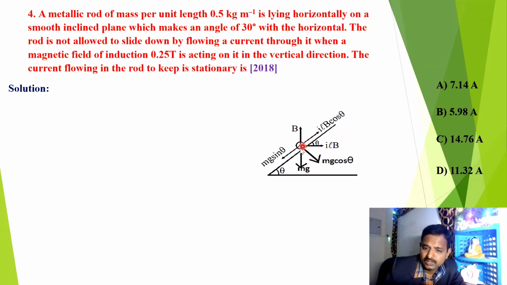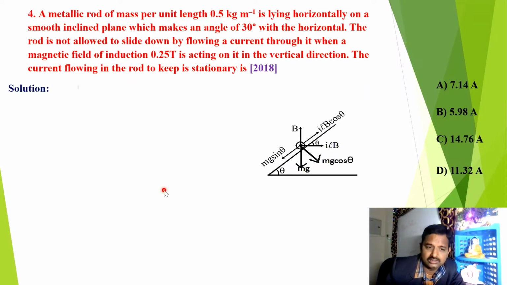Whenever current is flowing, with the magnetic field acting vertically upward, there is a force acting towards the right side, which is BIL, horizontal. It has a horizontal component BIL cos theta along the incline and a component BIL sin theta perpendicular to it. This BIL cos theta balances mg sin theta; both are equal and opposite. So, my dear students, to keep the rod stationary, mg sin theta and BIL cos theta should be equal. So how much current do we have to maintain? That is the problem here.